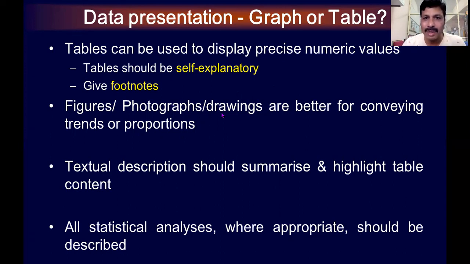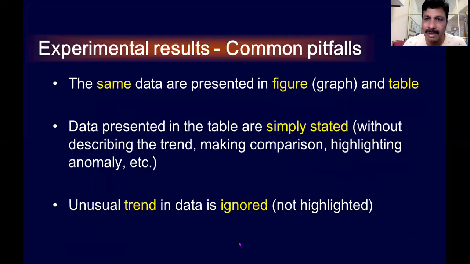So figures or photographs or drawings are better for conveying trends or proportions. Textual description should summarize and highlight the table content. All statistical analysis, where appropriate, should be described. So what is the procedure you followed? So the common pitfalls, the common mistakes done by the students.